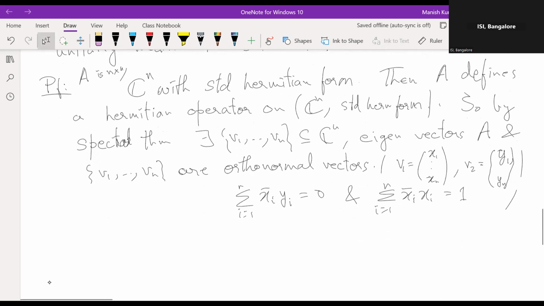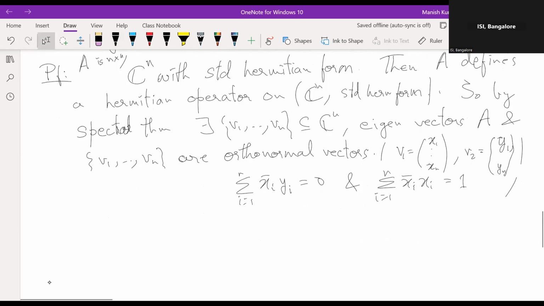So we have this. So what is our P? You can take P to be this matrix, so the columns of P are V1, V2, and so on, Vn. Yeah. So you consider this an n cross n matrix.